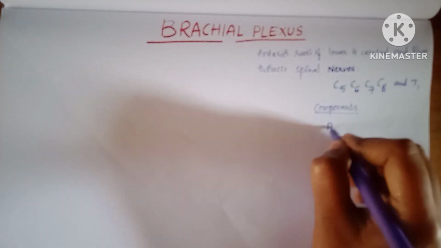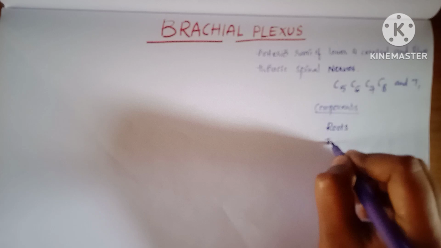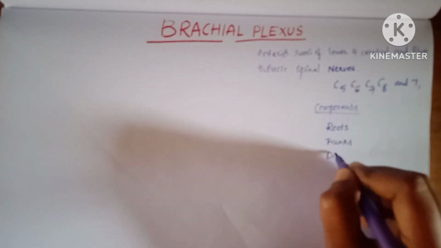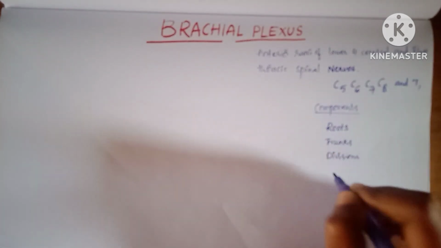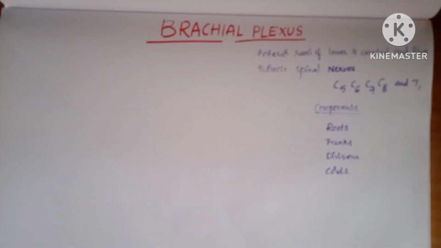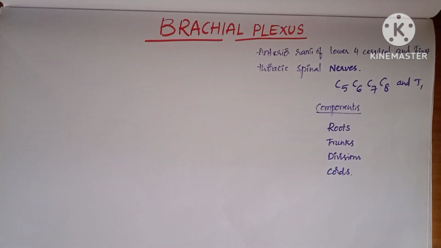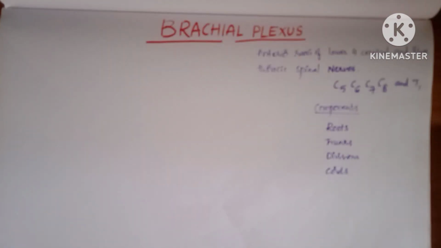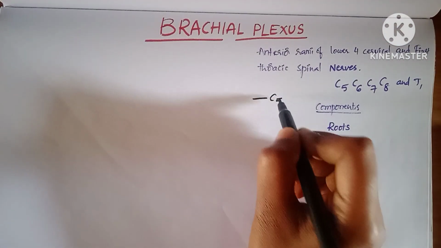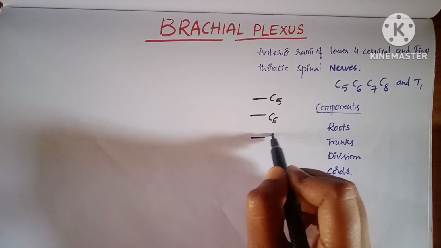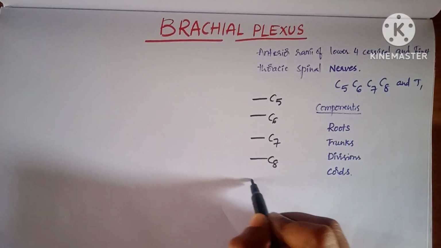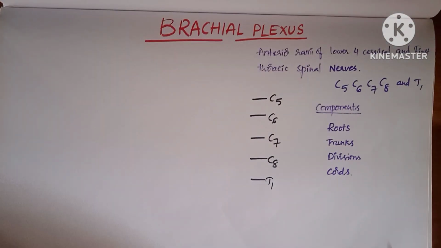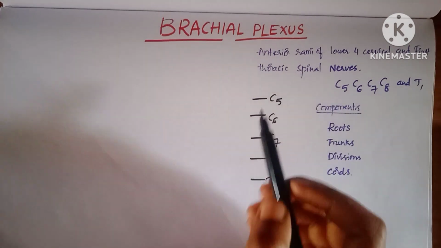There are four components. First one is roots, trunks, divisions and finally the cords. How they are formed, now I will show in a diagram in a simple manner. First, the roots, those are C5, C6, C7, C8 and T1. Trunks are formed from the roots.